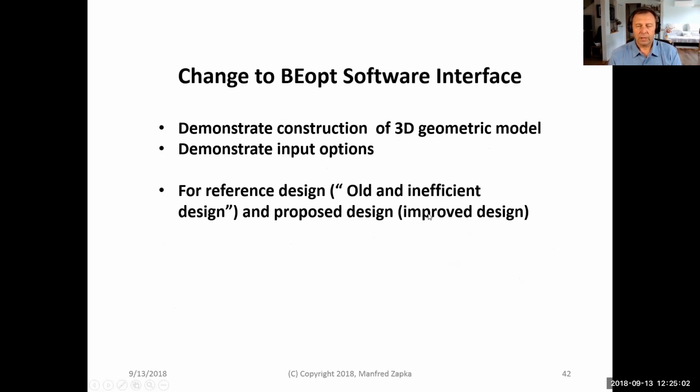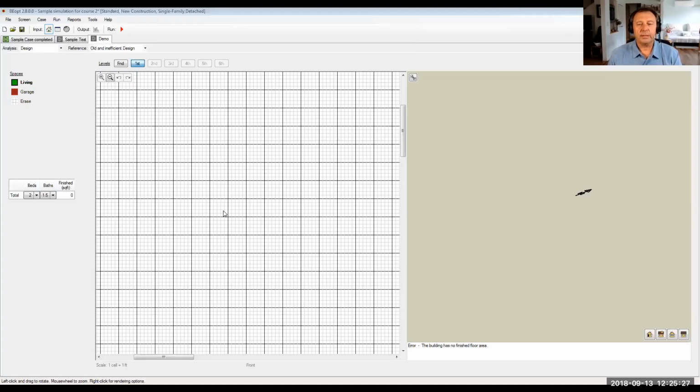So right now I'll be changing to the BEopt software, and I will demonstrate certain characteristics of that. So here is our demonstration for BEopt. We start up here with the geometry, and right now I'll only very quickly demonstrate how you can make a 3D model. It's very easy, very simple. Again, other software is much more complicated.